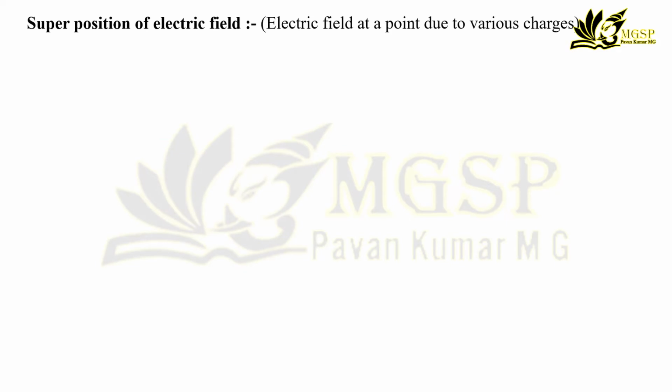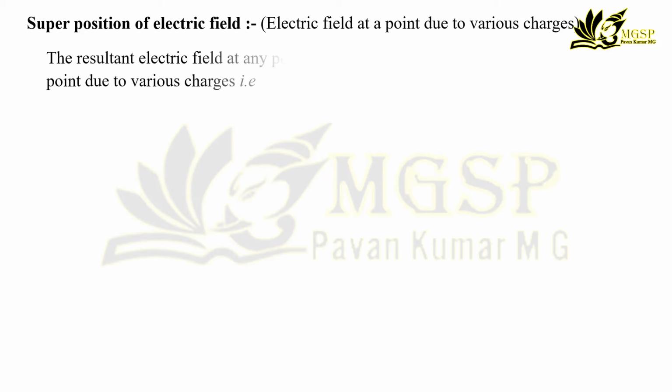Next is superposition of electric field. We have seen the superposition of charges. Now, what is the superposition of electric field? It is the electric field at a point due to various charges, a field produced by a number of charges. The resultant electric field at any point is equal to the vector sum of all the electric fields at that point due to the various charges. As I told, the electric field due to several charges is the sum.